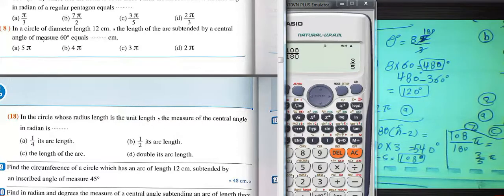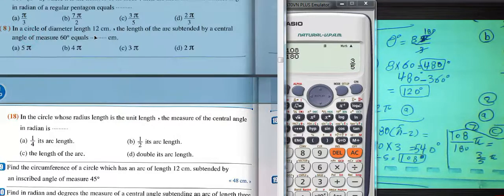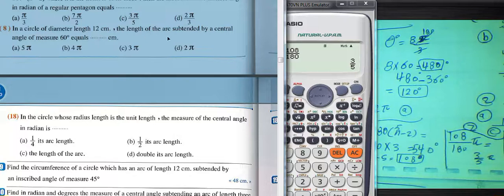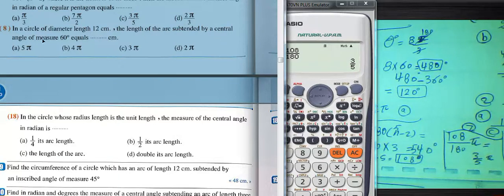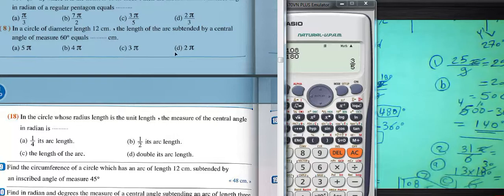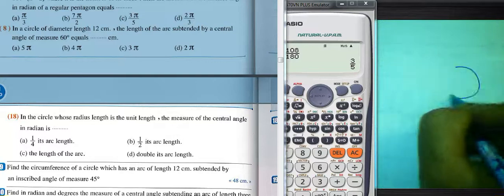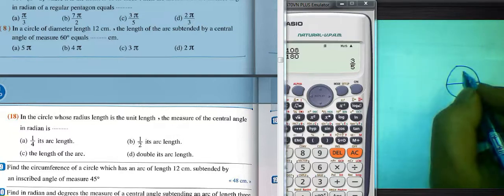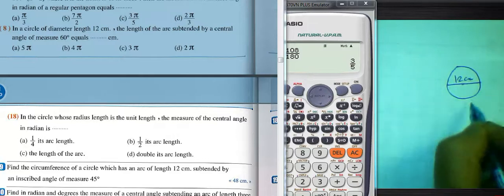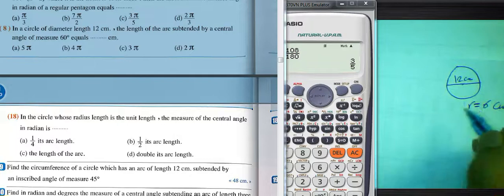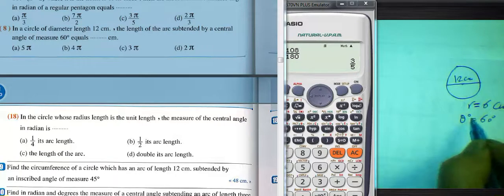Question number 8. In a circle of diameter length 12 cm, the length of the arc subtended by a central angle measuring 60 degrees equals space centimeter. Okay, we can solve it. Look at here. We know the diameter equals, in this example, 12 centimeters, so the radius will be 6 centimeter, and theta degree equals 60. You want to find the length of the arc.